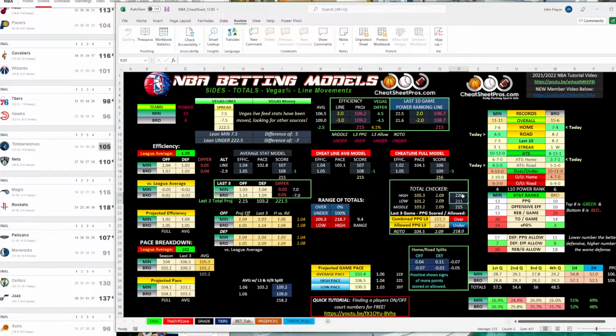Another thing that I've noticed, I always say with the NBA totals, check this middle ground. This is a range of where we think this total is going to be, a low and a high. And it's pretty close. It sits in that range.